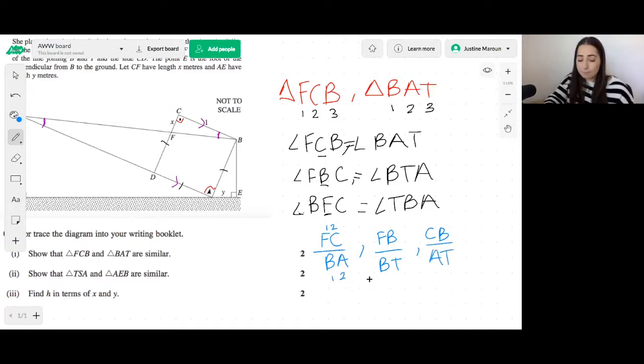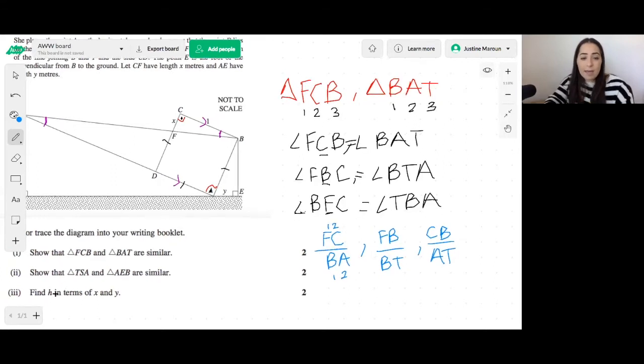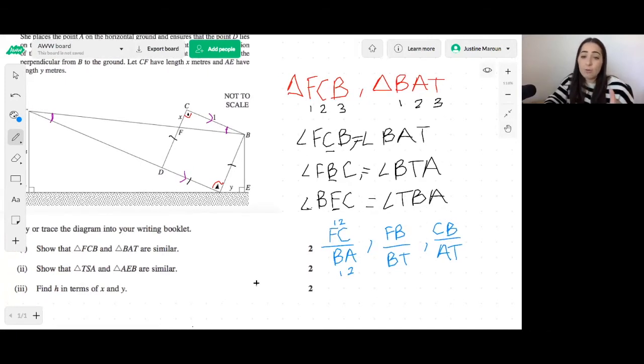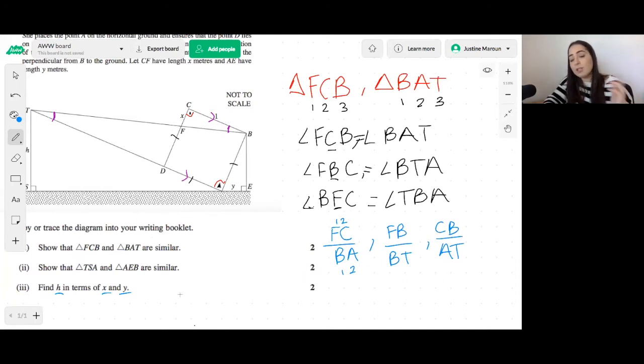And there you go. Just by the way the question is written, you can actually use it to your advantage. Once you know the corresponding sides and the corresponding angles, it's much easier for you to prove similarity, but also to find unknown variables. Like in part 3, it says, find H in terms of X and Y. And I can almost guarantee you that you will need to use these corresponding sides in order to find H in terms of X and Y. I really hope that helped.